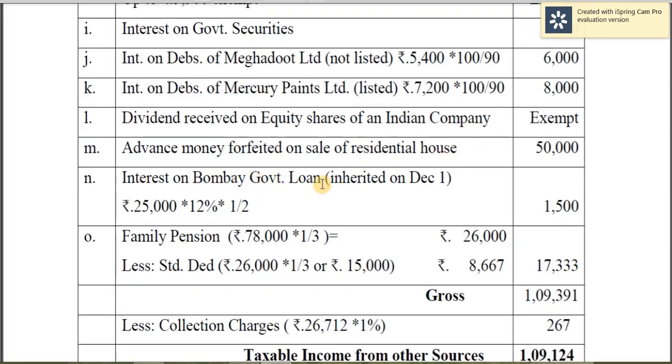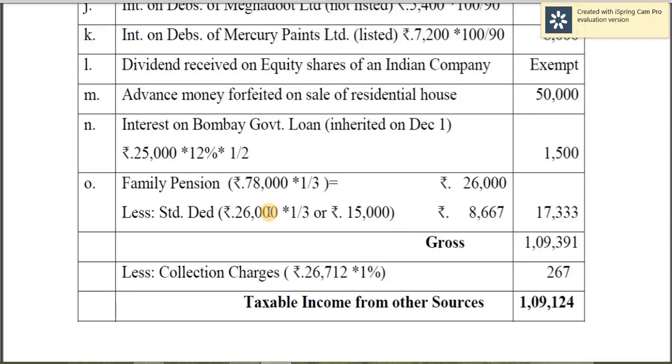Interest on Bombay government loan, okay, inherited on 1st December, therefore calculated for just half year. Then family pension, total amount received is 28,000, but there are 3 claimants, so you have to calculate 1/3 of that, 26,000. Standard deduction, 1/3 of 26,000 or 15,000, whichever is less.